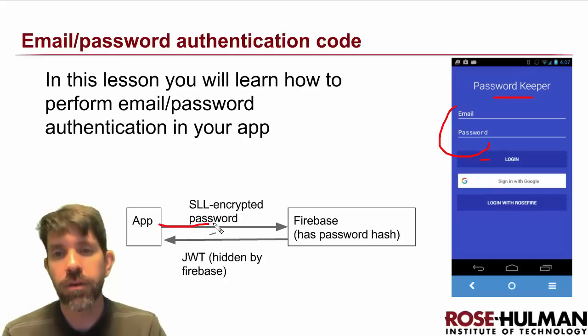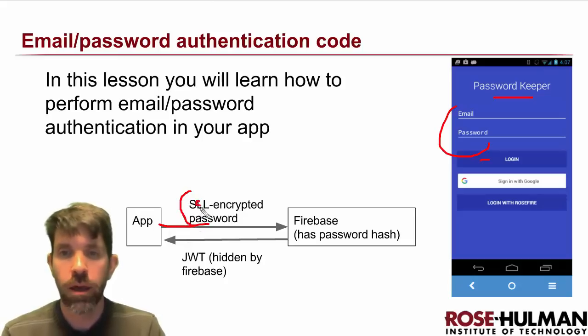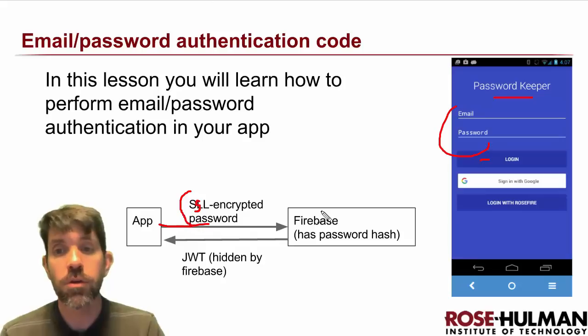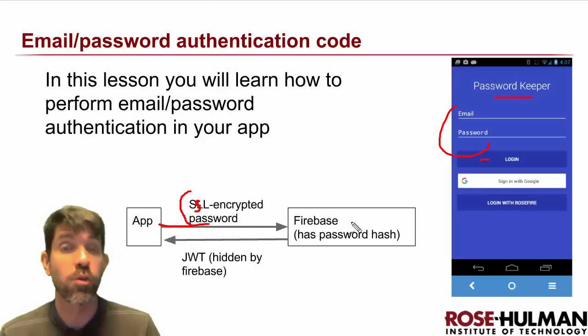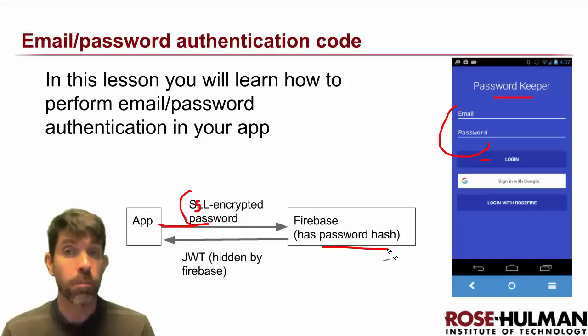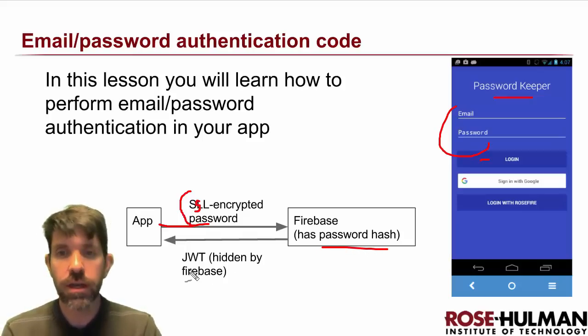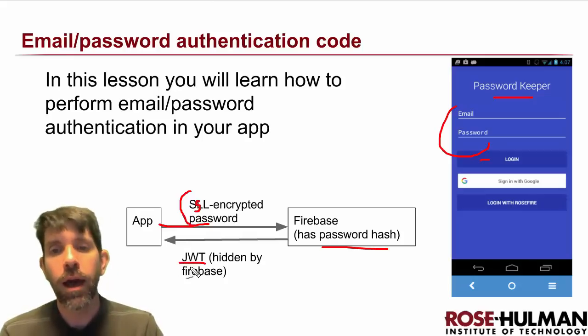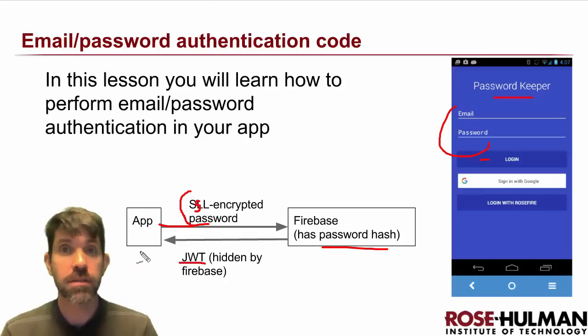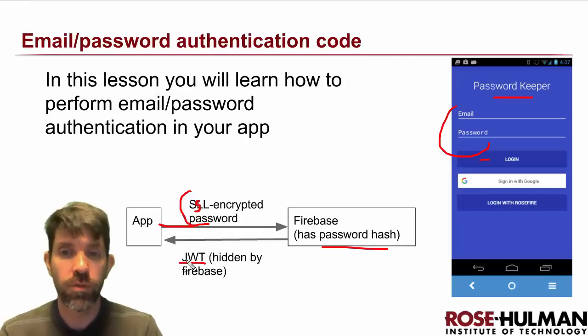And it's going to fire that off, and of course it needs to encrypt it. We don't want to send passwords in the clear, so it should be an SSL encrypted password that's going across to Firebase. Firebase, of course, is storing all the passwords in a hash, so it can hash what we send over, compare the two, and see if they match. If they do match, then it's going to send you a JWT, or what's called a JSON Web Token, back to your app that basically gives you permission to continue communicating with Firebase.